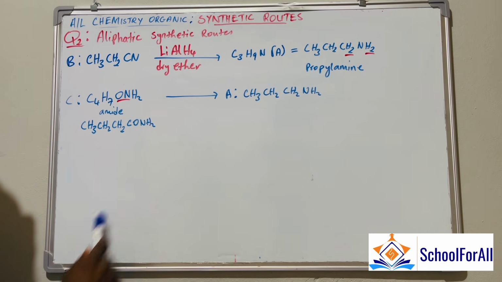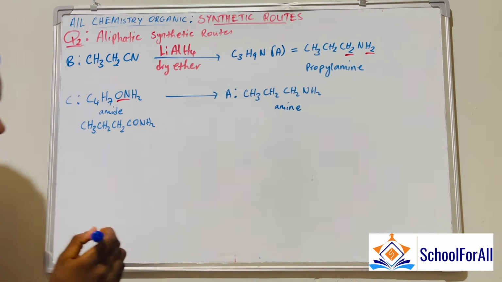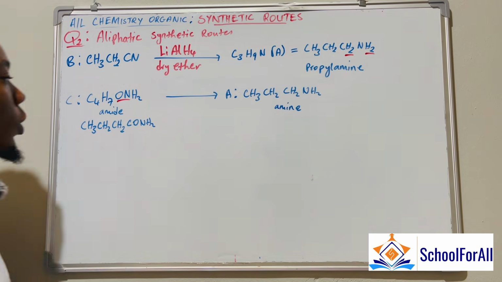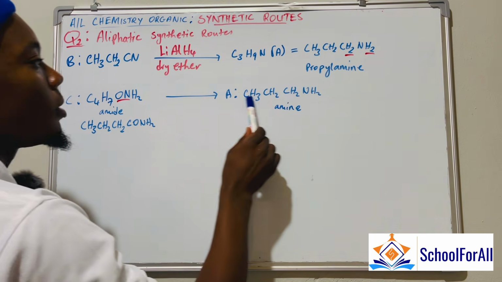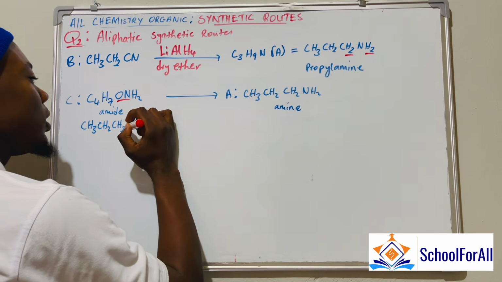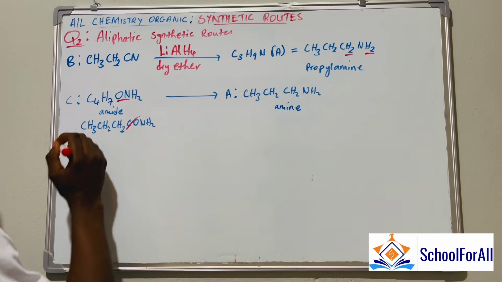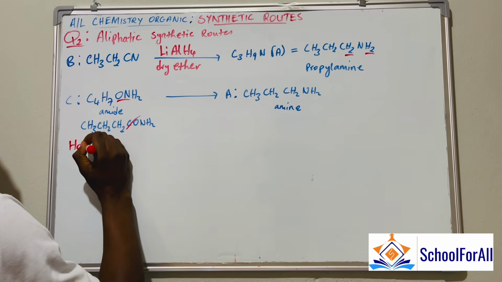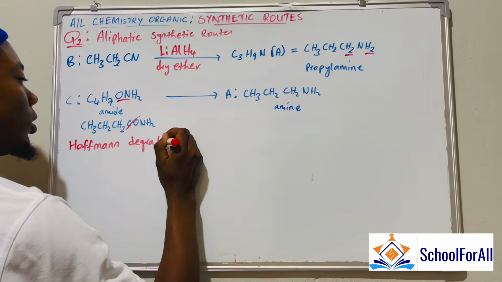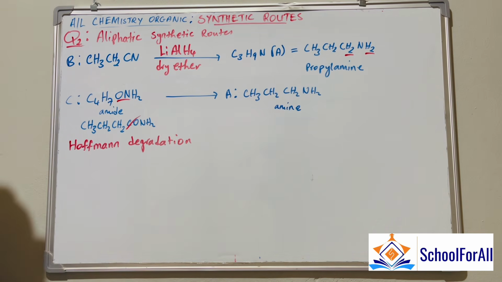Now, here we are converting from what form? Imide to amine. To convert imide to amine, we see that this part resembles this part, but what is absent is this CO. So it means that I have removed this CO. A reaction in which this CO is removed is called Hoffman degradation.